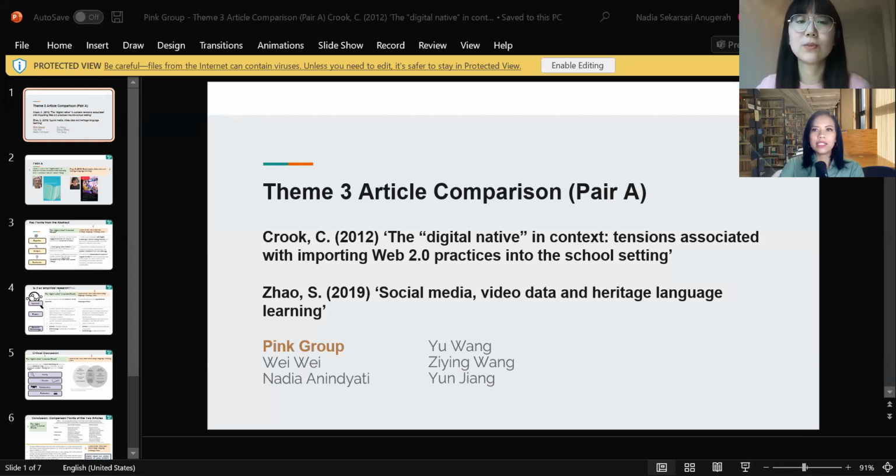The first one is Crook by Crook. The title is The Digital Native in Context, Tensions Associated with Importing Web 2.0 Practices into the School Setting. And then the second one is by Sumin Zhao, titled Social Media, Video Data, and Heritage Language Learning.